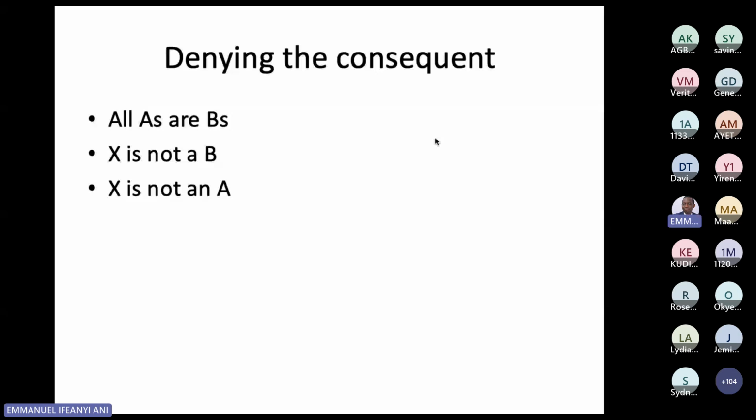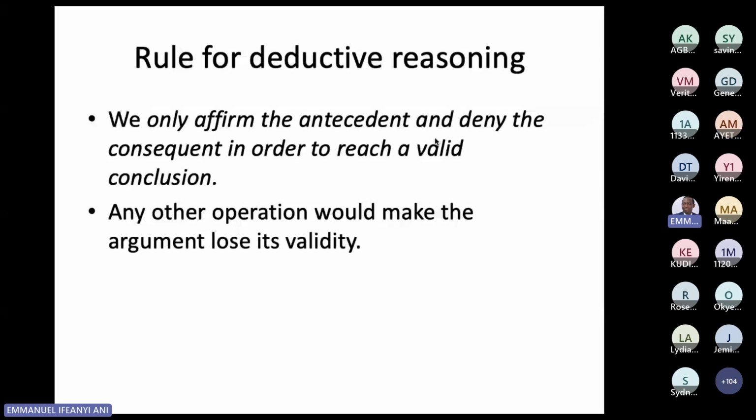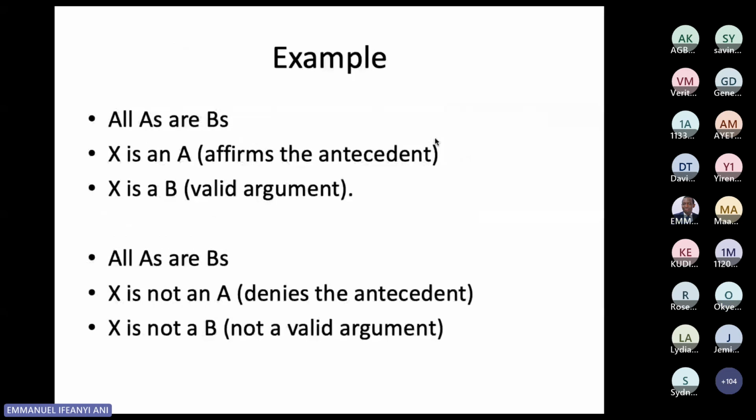Now let's put it in words. All Ghanaians are Africans. Peter is a Ghanaian, which affirms the antecedent. Therefore, Peter is an African. We say it's a valid argument because it affirms the antecedent. Now, the second example: all Ghanaians are Africans. Peter is not a Ghanaian, which denies the antecedent. Peter is not an African. We say it's not a valid argument because it denies the antecedent.